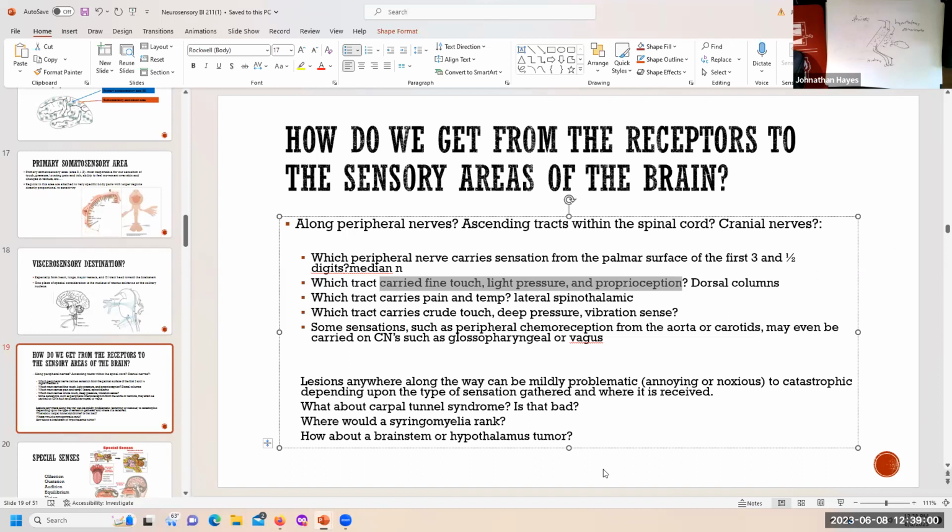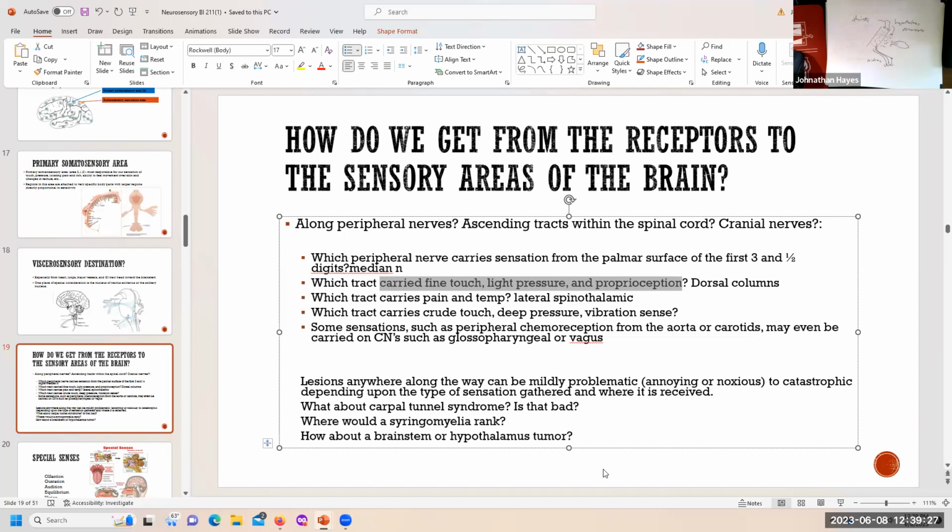But if it's a tract, most tracts are either ascending or descending. They don't have mixed phenomenon. So it's either sensory loss or motor loss. So if it's corticospinal tract, perhaps it's just motor deficit, but sensory is all intact. If it's dorsal columns, it's a sensory deficit, but motor still intact, right? And if it's dorsal columns, I can still feel pain and temperature, but just light touch, light pressure, and proprioception are lost. See how it works?